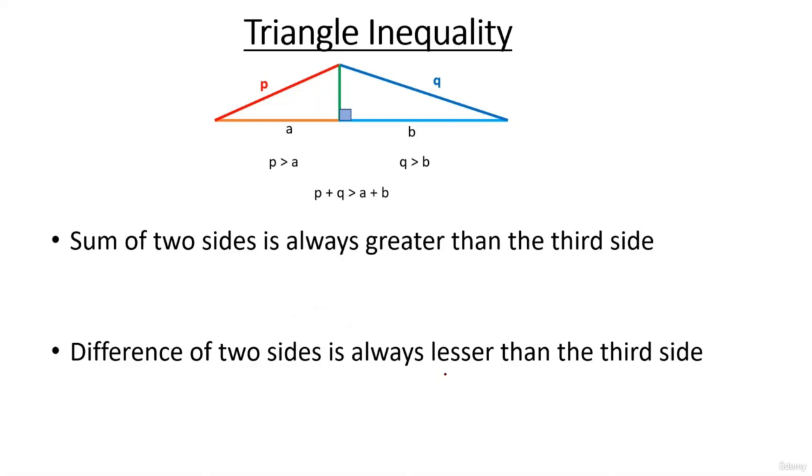So we can remember these two derivations for the triangle inequality as such: the sum of two sides is always greater than the third side, and the difference of two sides is always lesser than the third side.